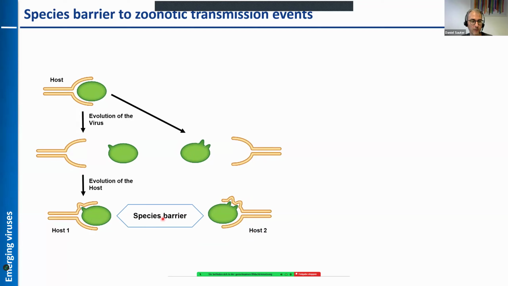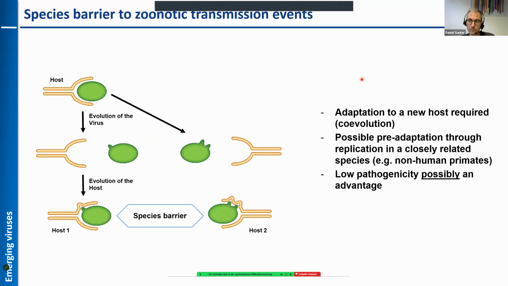So that means a virus that efficiently infects host A will not directly be able to efficiently infect and replicate in host B. So it has to adapt to its new host in order to spread efficiently. And this can be achieved by single point mutations or by larger genetic rearrangements, as we have seen for recombination or reassortment.